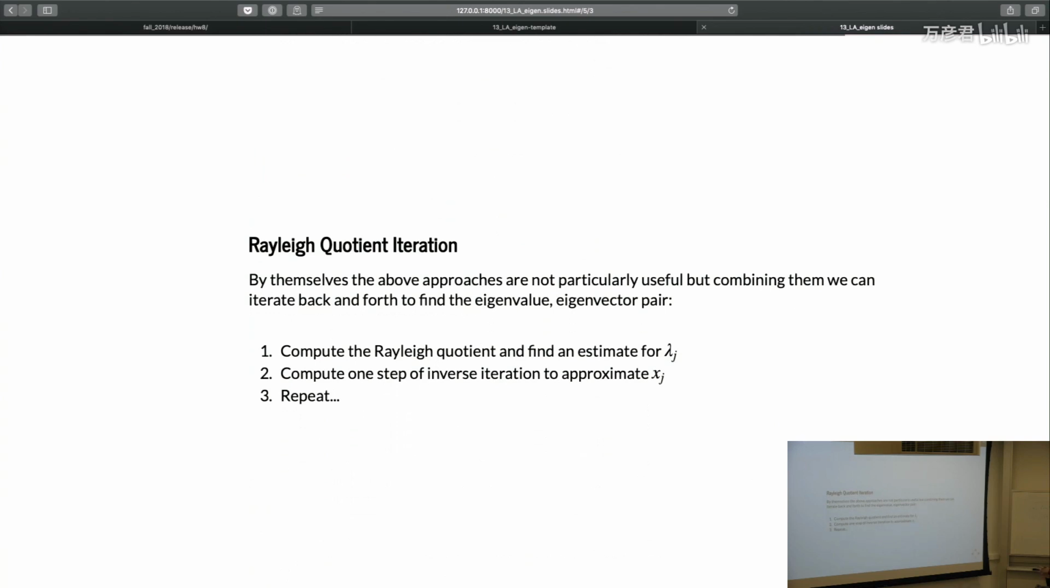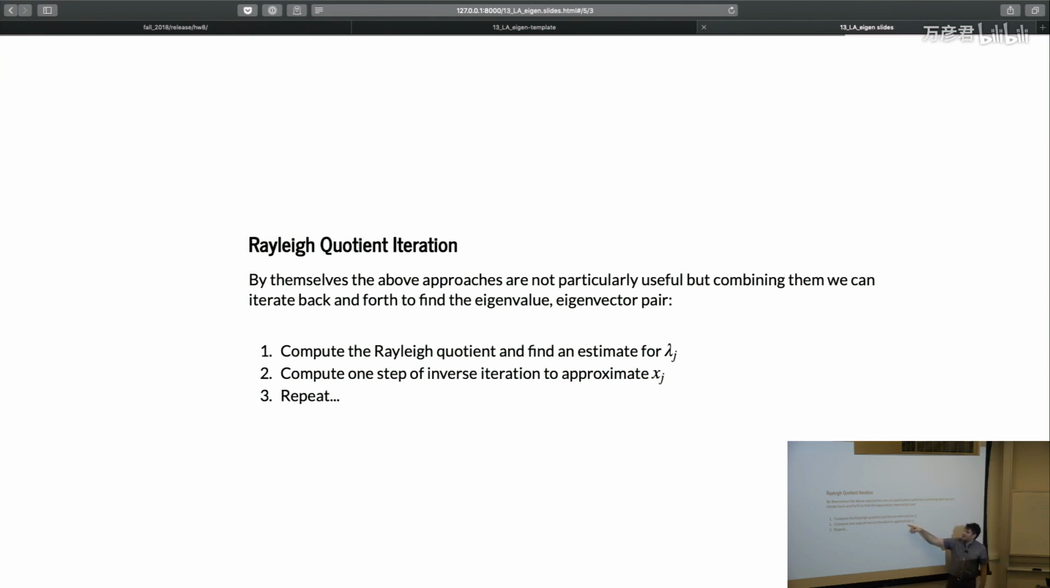Okay, so this is called Rayleigh quotient iteration. If we combine these two algorithms, we first compute the Rayleigh quotient and find an estimate for lambda. So we need to have some guess of lambda. That becomes the mu, the shift that we're going to use. We have to have some initial guess for the eigenvector. So say the eigenvector in the x direction. That could be a good guess.